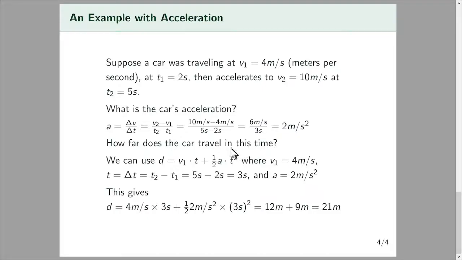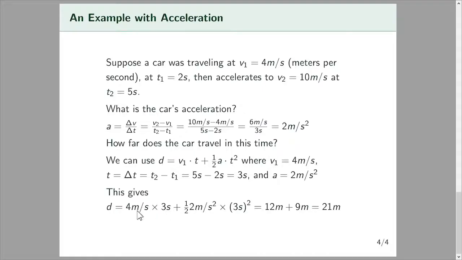Right? How far does the car travel in this time? Well, we can use this formula we just had, right? Distance is equal to v1 times t plus 1/2 times a times t squared. Notice I didn't write the delta t there. I'm just saying that t represents the time it's spent traveling. You'll see down here I write t1 is just delta t. I'm just using it as a name for a different thing. And that's just how much time it's spent traveling, t2 minus t1, or 5 seconds minus 2 seconds, or 3 seconds. The acceleration we determined up above was 2 meters per second squared.